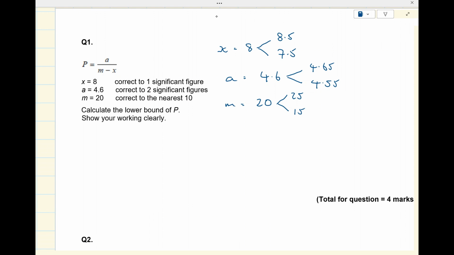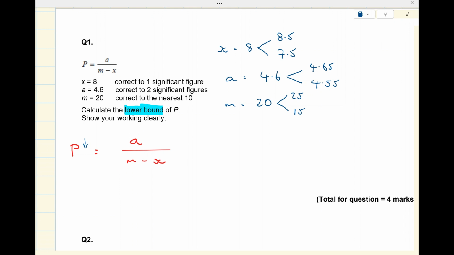Now I'm going to pay some attention to this. In fact, I'm going to copy it down. P equals A over m minus x. And only now am I looking at this, the lower bound of P. So I want the lowest possible P. So now I'm thinking about which A I want, which m and which x. And I'm going to write down my upper and lower bound arrows here.